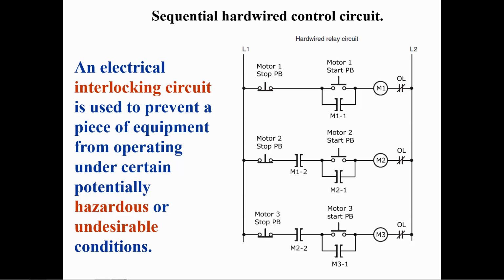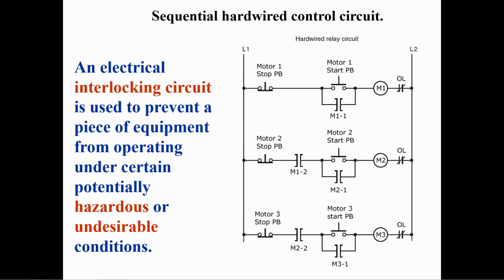Interlocking refers to preventing a piece of equipment from operating under a certain set of conditions. The hardwired circuit at the right shows interlocking to require the sequential operation of the motors. M2 will be prevented from operating unless M1 is operating. Motor M3 will not be able to operate unless M2 is operating. M1 would have to be started first, then M2, and finally M3.